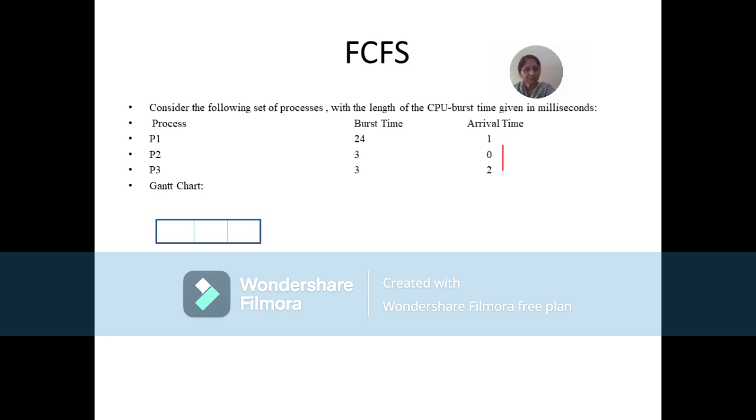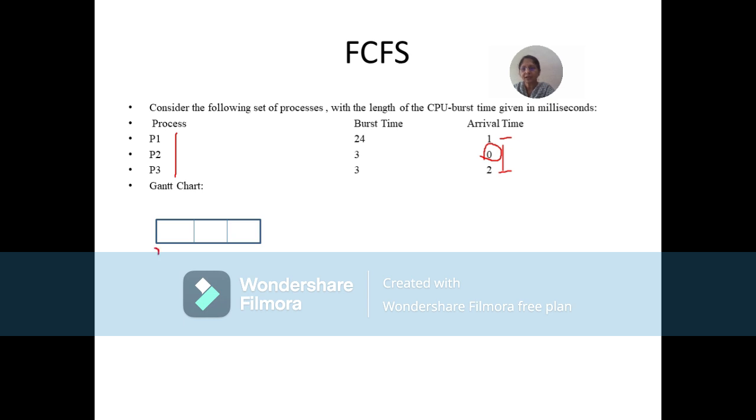If you see the sequence of the processes, what is the sequence? P1, P2, P3. But if you see the arrival time, who has come first? Process P2 has come first at time 0. Then process P1 has come at time 1, and then process P3 has come at time 2. So the process which comes early gets the chance to get inside the CPU first. So let's draw the Gantt chart.